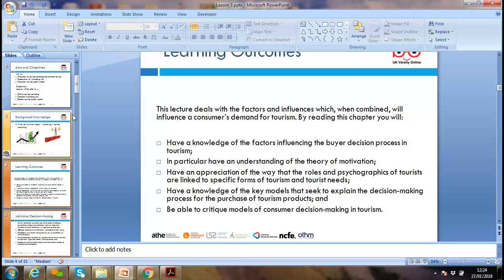As a business owner, or a person working in the hospitality industry, we need to look at these factors and adjust to them. In today's lecture we will look at the factors and influences which affect consumer demand for the tourism industry. We will gain knowledge of the factors that influence the buyer decision process in the tourism industry.